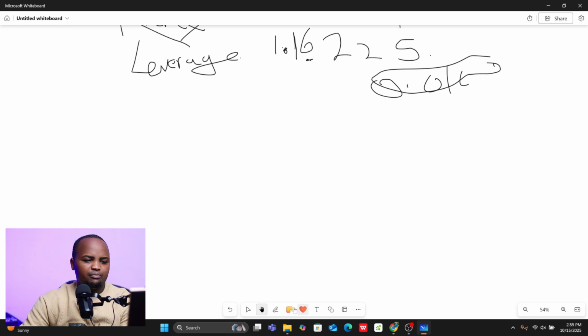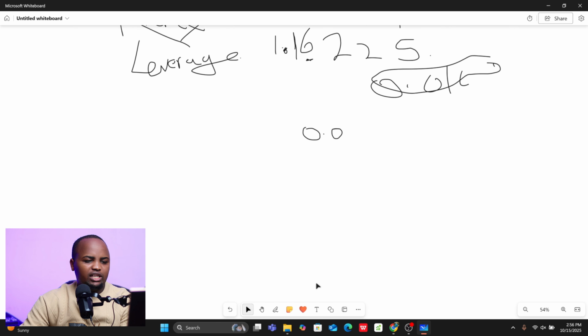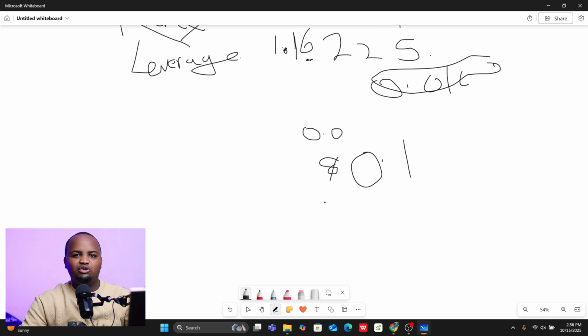Let's say the market moves to 1.17, that means you are going to make 0.01 dollar. That is a very big move the market has made, but you have made nothing. 0.01 dollar, you needed a lot of money to convert this.